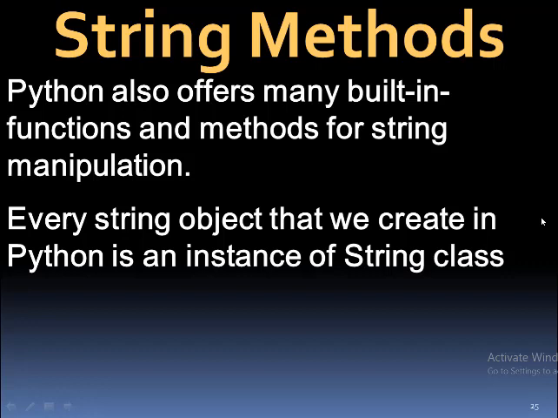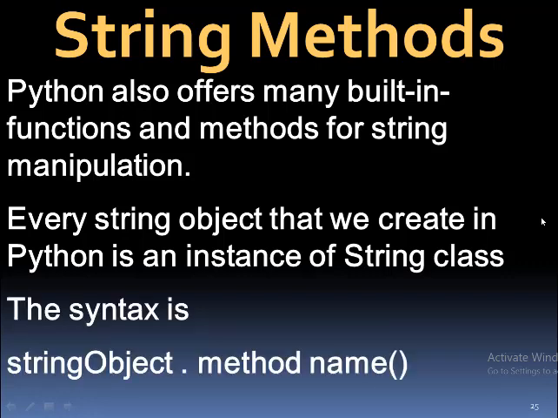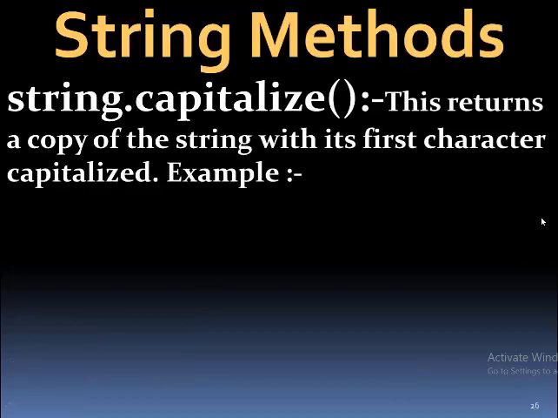Every string object that we create in Python is an instance of the string class. So the string class is a predefined class in Python, and we use the string object, which is the instance of that string class. The syntax is string object dot method name. This is how you'll use the predefined methods. The string object or the string itself can be used here, dot method name.